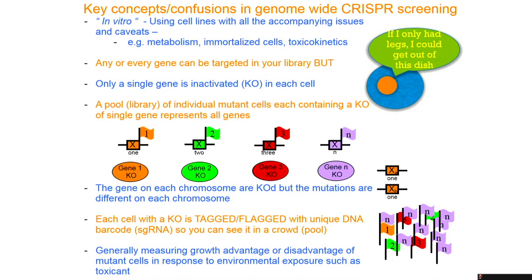Now, you can target every gene in your library, but it's important to point out that you're only looking at a single gene in each cell. It's also important that we're not looking at homogeneous knockouts. We're looking at a heterogeneous population of knockouts. Each gene is knocked out in an individual cell in a different way. The genes are knocked out on each chromosome, but in general, it's not going to be the same knockout on each chromosome. It's going to be a different knockout. So again, you're looking at a heterogeneous pool. They're all tagged, and there are many different assays, but we're using a relatively simple endpoint in this case, which is just the growth advantage or disadvantage in response to an environmental exposure. But you could certainly think of a lot of other endpoints that you could look at.